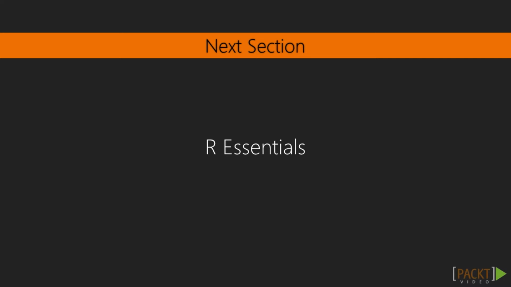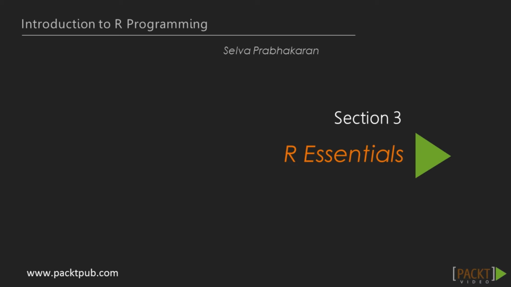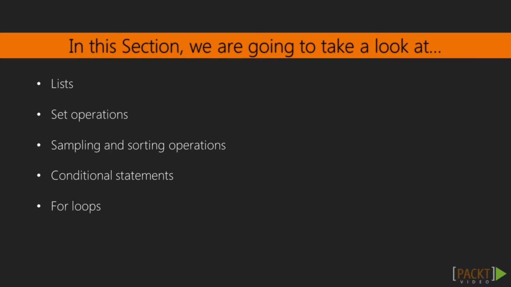By now you should be familiar with what vectors are and how to work with them. In this section, we will get introduced to lists and other important topics that will be useful whenever you write R code. We will learn what lists are and how to work with them, how to perform set operations, how to tackle sampling and sorting operations, how to write conditional statements, and finally, how to write for loops.